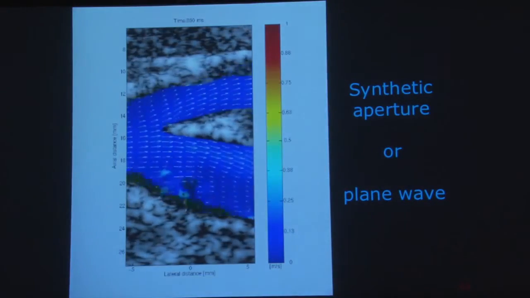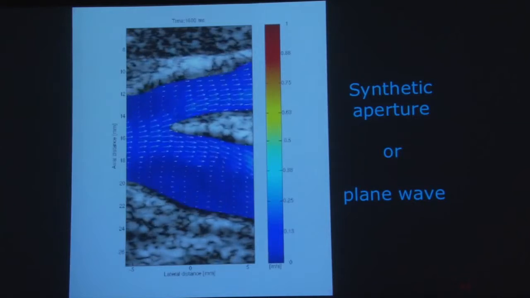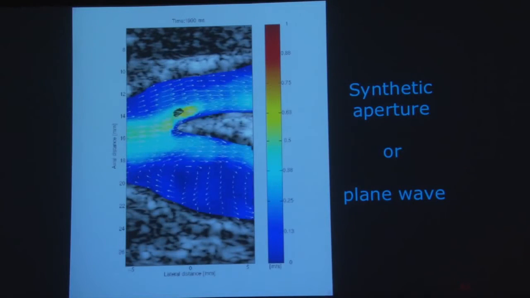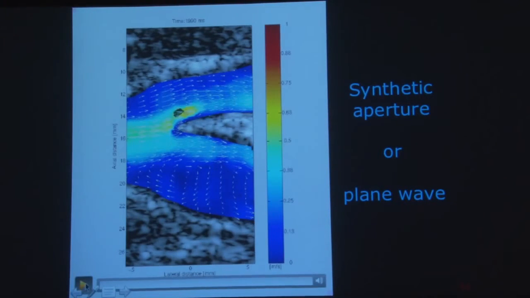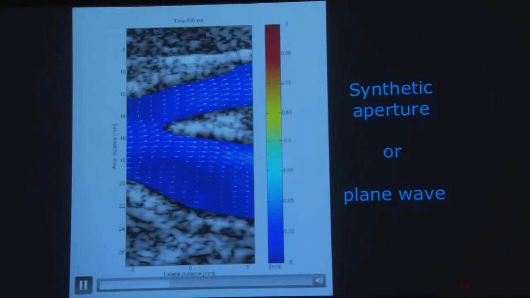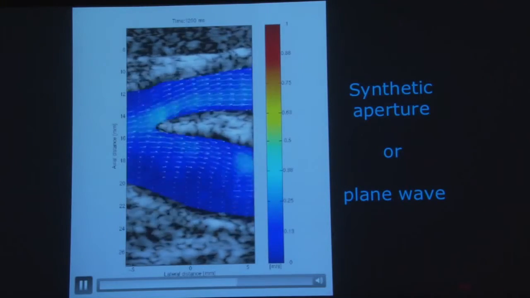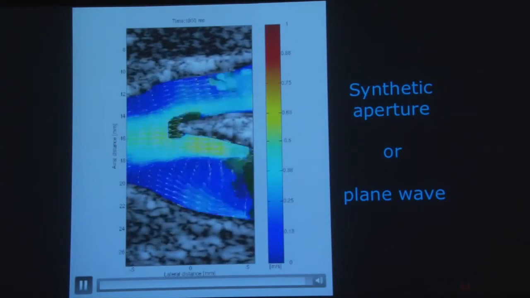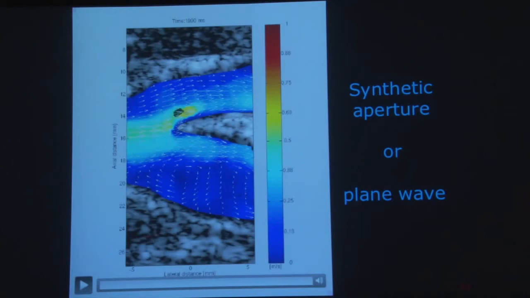This is an example from a colleague of mine from years ago, where he used plane waves to get 100 frames per second. Again, carotid bifurcation, and you can see the vortex forming right here, but then rapidly traveling downstream. And here again, you can see the vortex forming.